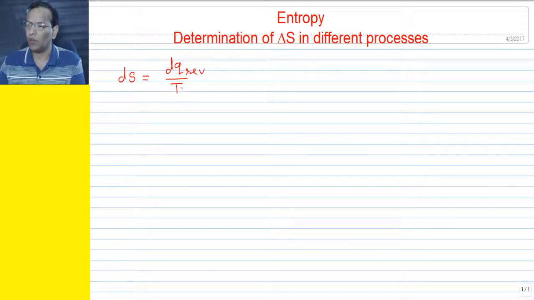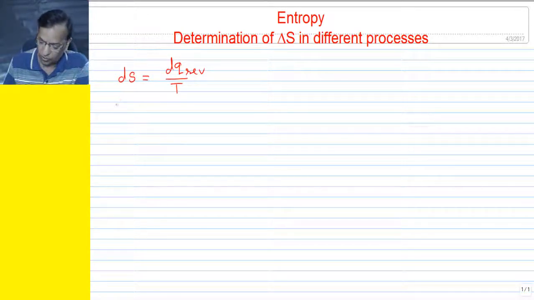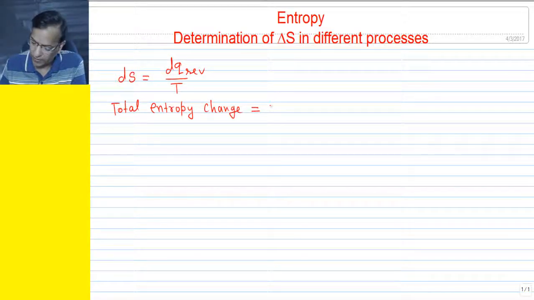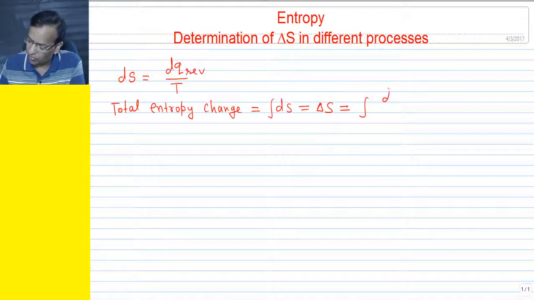So entropy is defined in a reversible process. It is not defined in an irreversible process. Although it changes in all kinds of processes, it is defined in a reversible process. That is one thing. So total entropy change in a process will be integration of this dS, which will be delta S, which will be integration of dQ reversible divided by T.